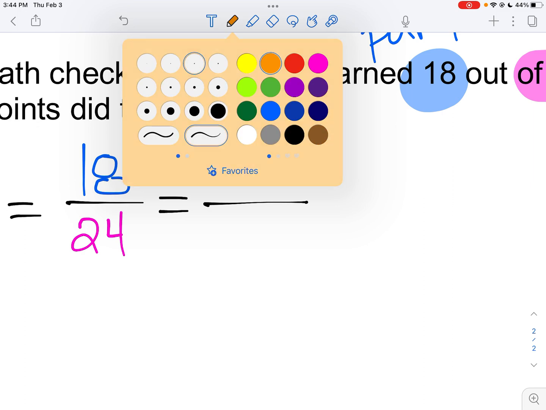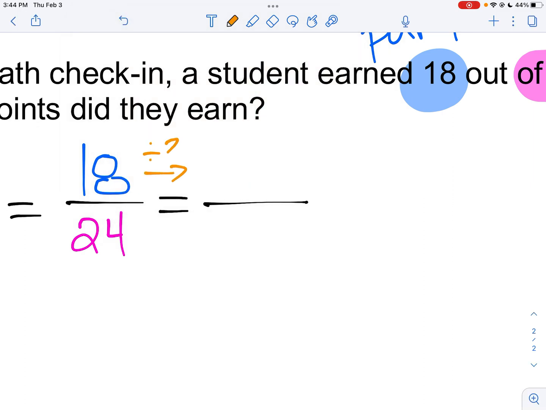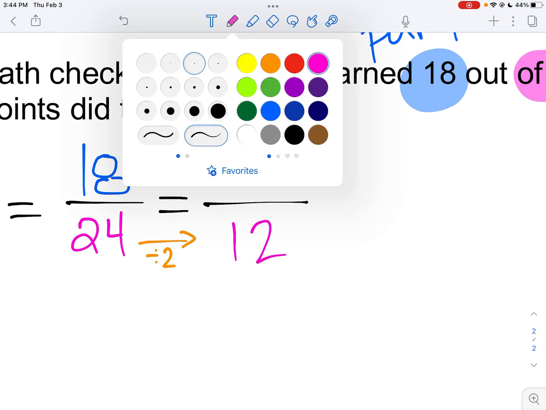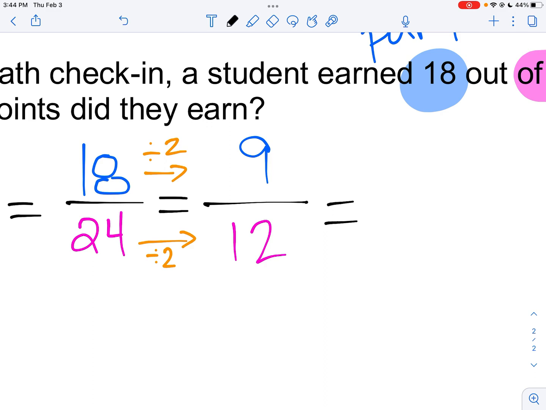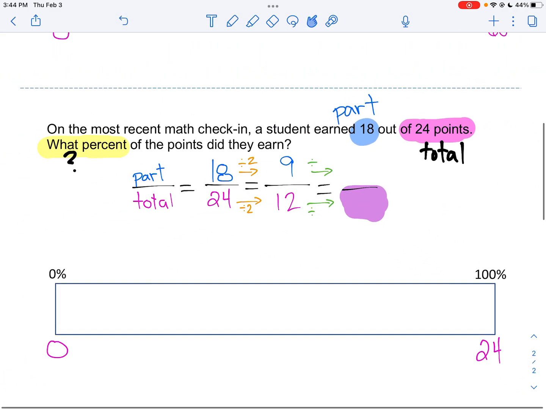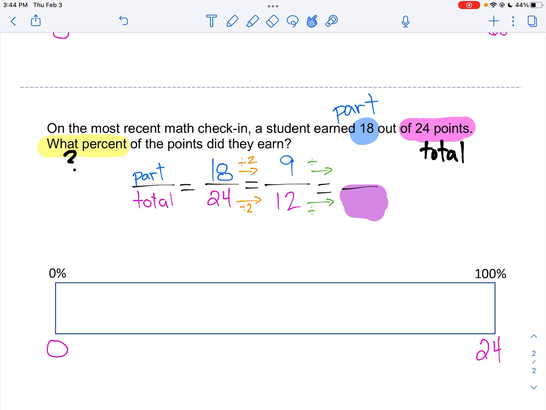I know I can divide by 2 because these are both even. Divide by 2. Divide by 2. Half of 18 is 9. Half of 24 is 12. From here, I'm going to ask you to finish. This is not a simplified fraction. There's another number that you can use to divide both 9 and 12. It is not 2. 9 is not an even number. When you figure out what it is, whatever that denominator is, that's how many parts you need to make. See if you can finish from here.